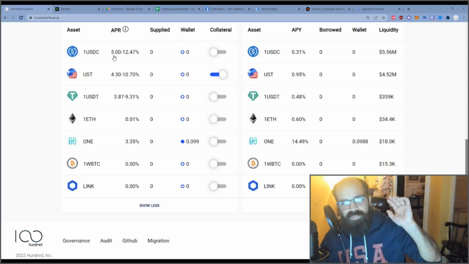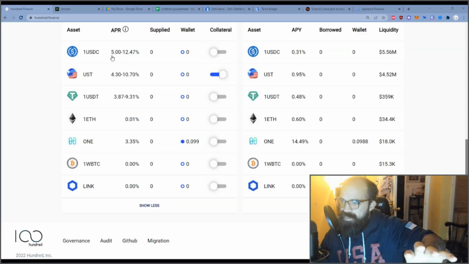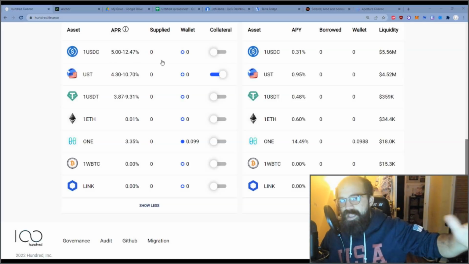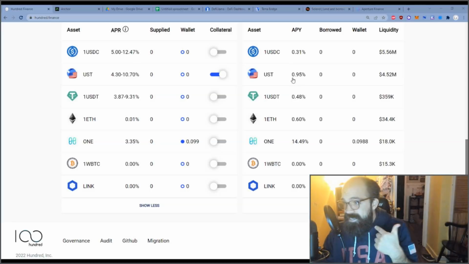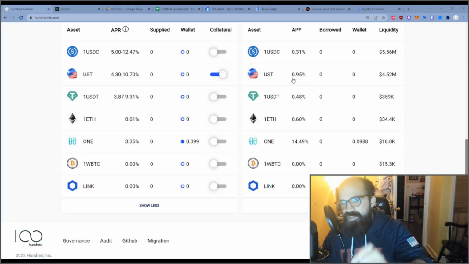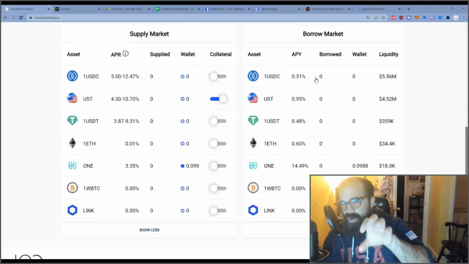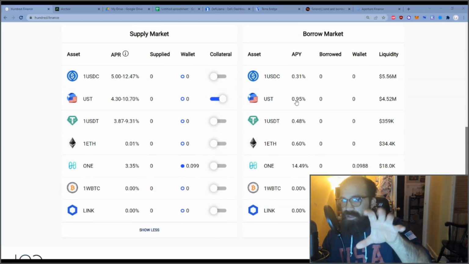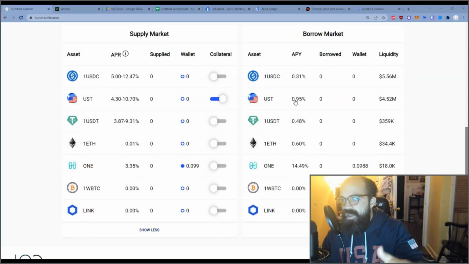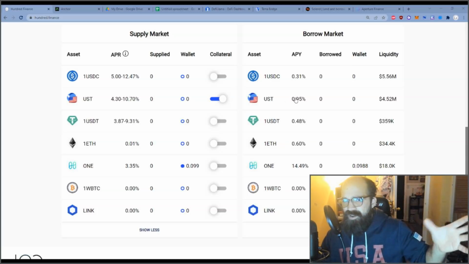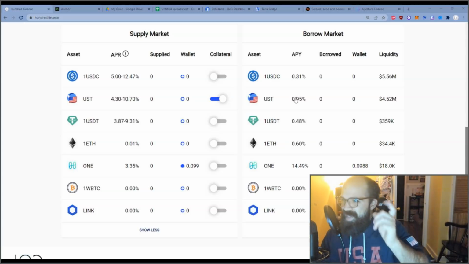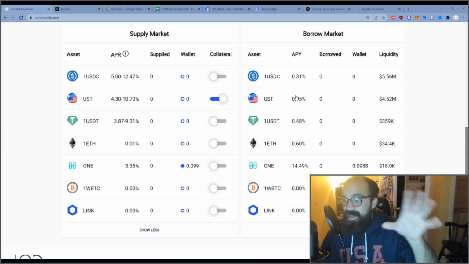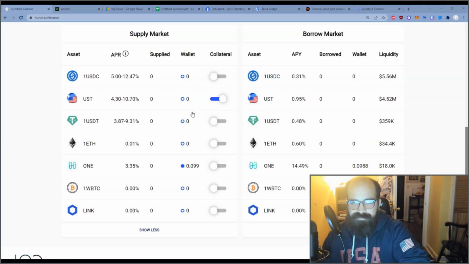So you can collateralize some USDC. You're not going to get a yield on that, I'm sorry. And then you can borrow UST against it at a 0.95% APY that you're paying, right? That effectively means your debt is growing by 0.95% each year. So if you did this with $1, you would have almost a penny more in UST as a borrow. Your debt would increase by a penny over a year. So keep that in mind.